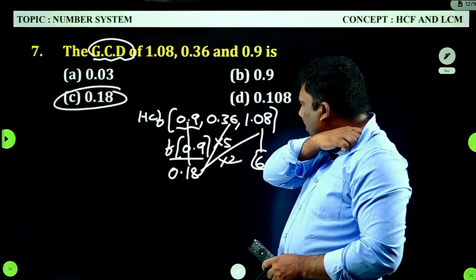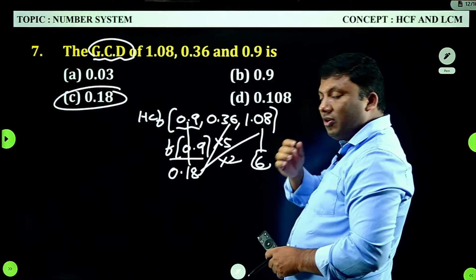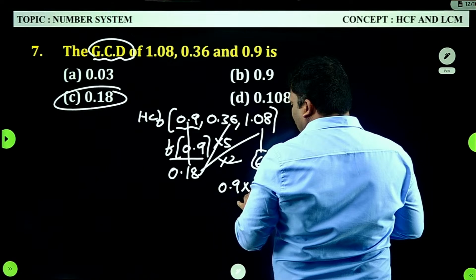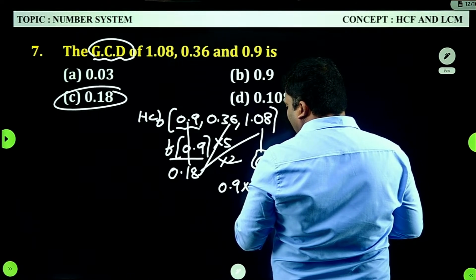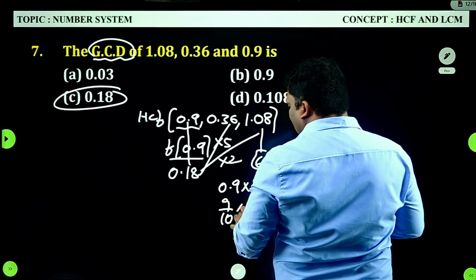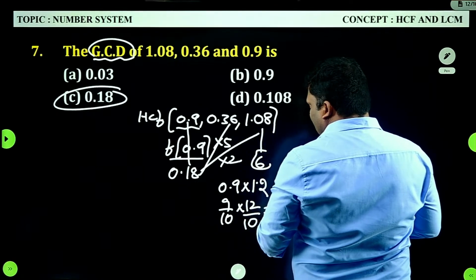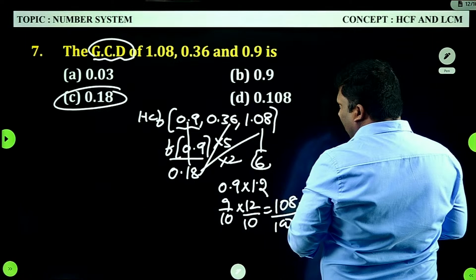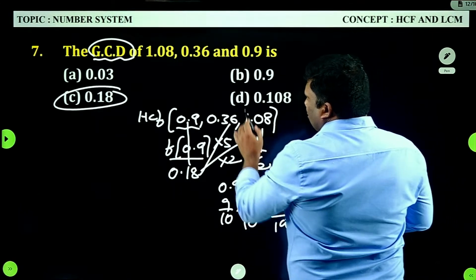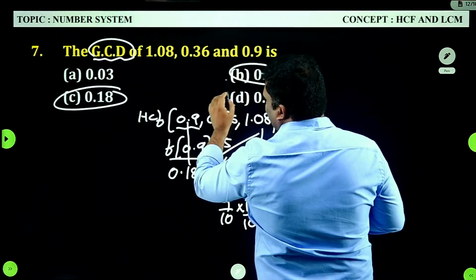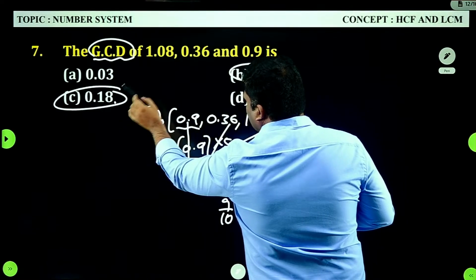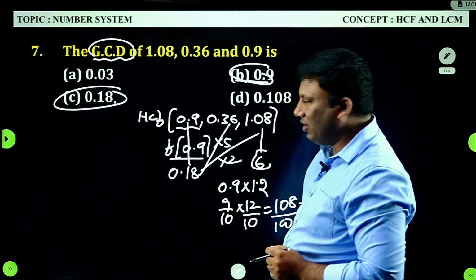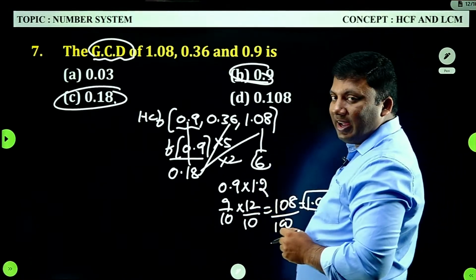Suppose I take 0.9 into 1.20: 9 by 10 into 12 by 10, which is 108 by 100, so it is 1.08. So check whether this is dividing all the numbers. If this is not dividing, this is not the answer. If this is dividing, this will be the answer. I hope the idea is clear.